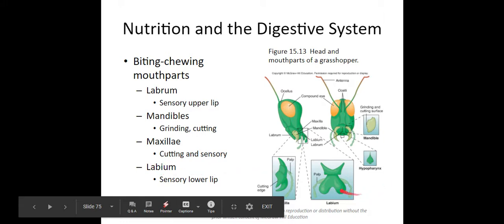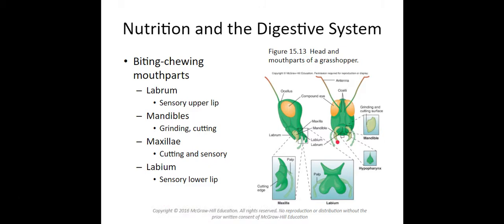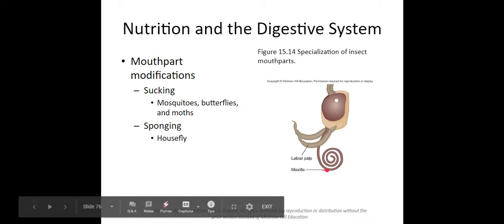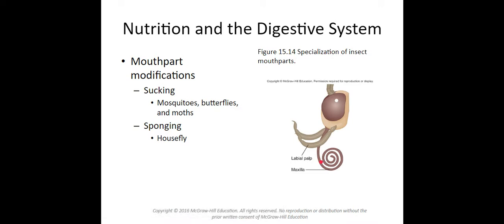So if you look at this picture, you can see the labium here, and that is the sensory lower lip. And you can see the labrum, and you can see the mandible here, which is going to do the cutting of the food. There are other kinds of mouth parts for different kinds of insects. There's sucking mouth parts, like the butterfly, mosquitoes, moths. They're going to have something that will suck either nectar, blood, whatever.